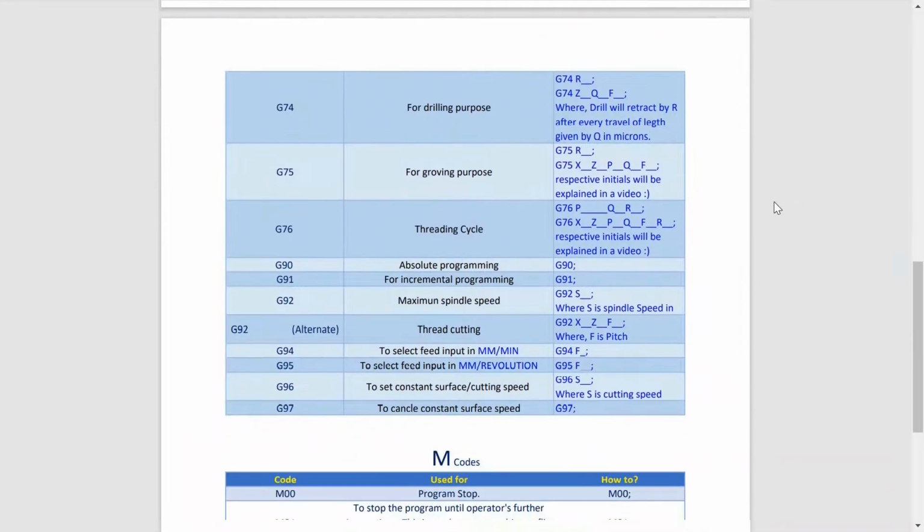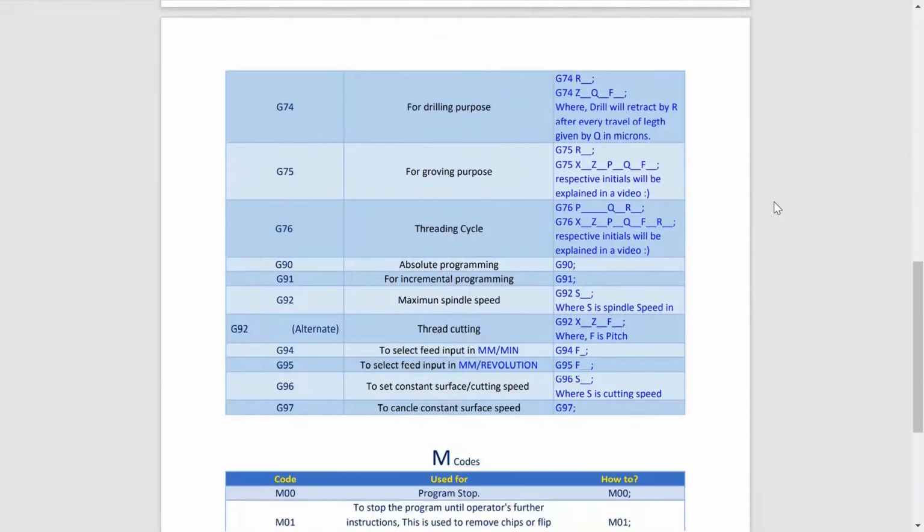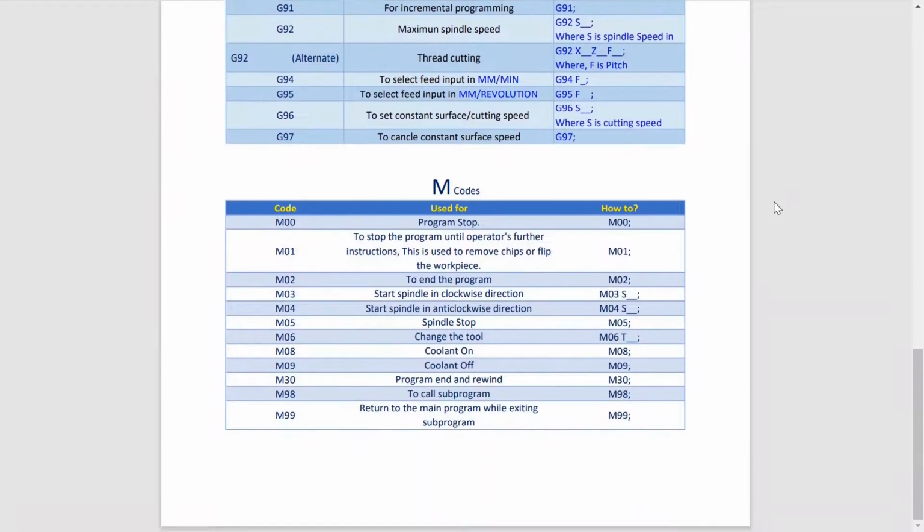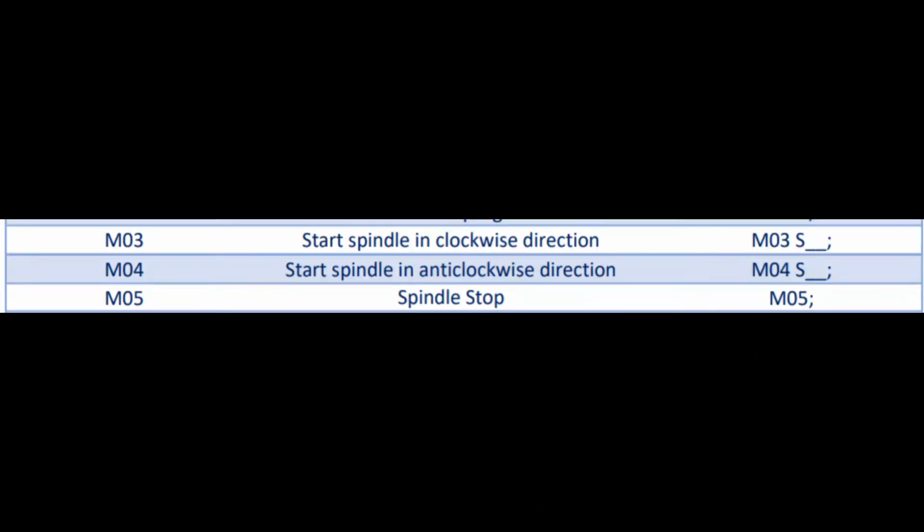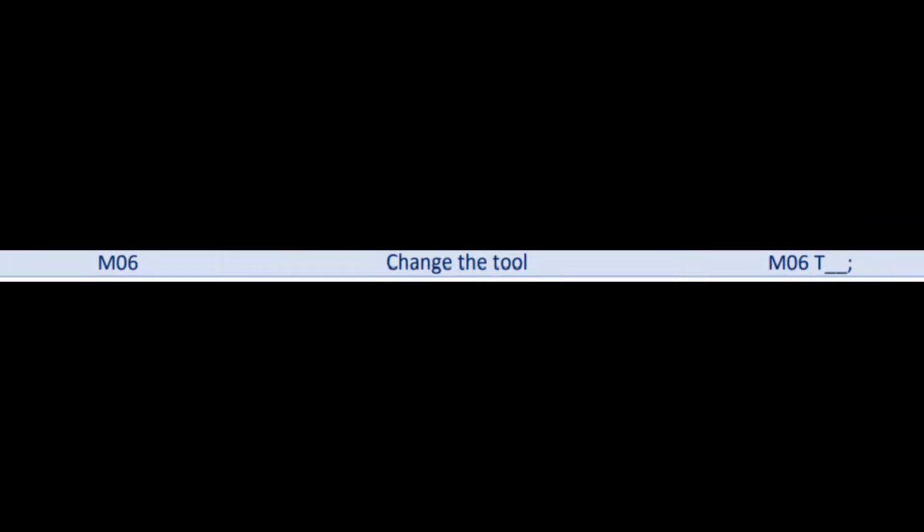Just scroll down a little bit and here you will find G96 for constant surface speed, or we can say constant cutting speed. Again scroll down a bit more in M code. Here M03 and M04 are used to turn the spindle on in different directions. As shown, M03 for clockwise and M04 for anti-clockwise direction. And just below it, here's M06 for changing tools.